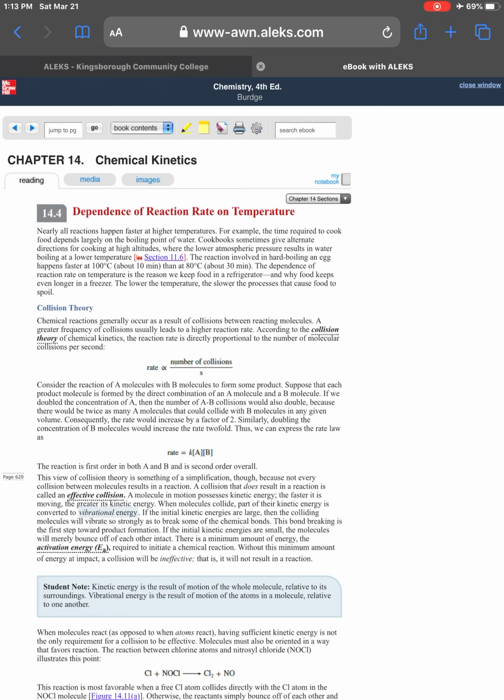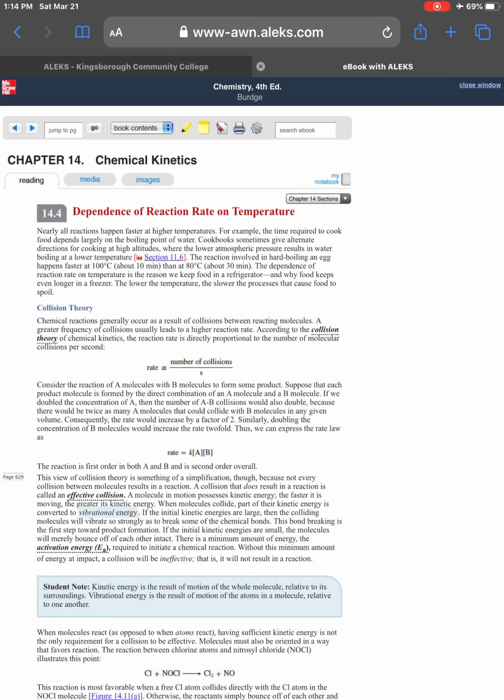Collision theory. Chemical reactions generally occur as a result of collisions between reacting molecules. A greater frequency of collisions usually leads to a higher reaction rate. According to the collision theory of chemical kinetics, the reaction rate is directly proportional to the number of molecular collisions per second. Rate is proportional to the number of collisions per second.